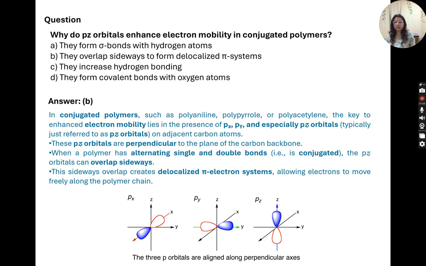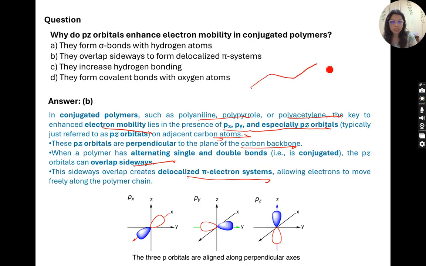So the answer: conjugated polymers such as polyaniline, polypyrrole, and polyacetylene. The key to enhanced electron mobility lies in the presence of px, py, and especially pz orbitals on adjacent carbon atoms. These pz orbitals are perpendicular to the plane of the carbon backbone, and when a polymer has alternating single and double bonds, the pz orbitals can overlap sideways. This sideways overlap creates a delocalized pi-electron system, allowing electrons to move freely, as we have drawn here.